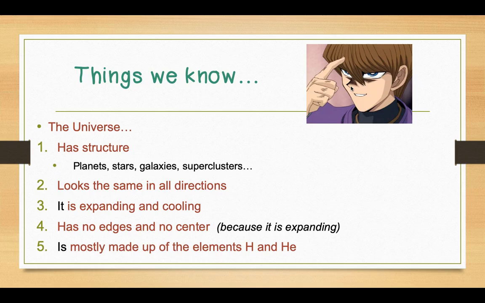And then the other thing is, based on our observations, we know that the universe is mostly made of the elements hydrogen and helium. So if you think about the periodic table, those are the first two elements on it. And then from those two elements comes everything else. We're going to talk more about that later. But for now, this is our introduction, right? So these are the things that we know about the universe.